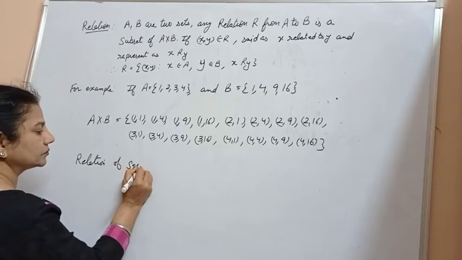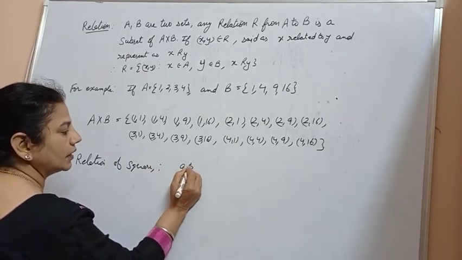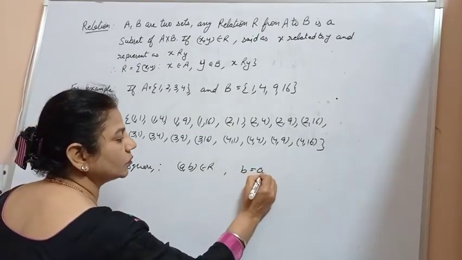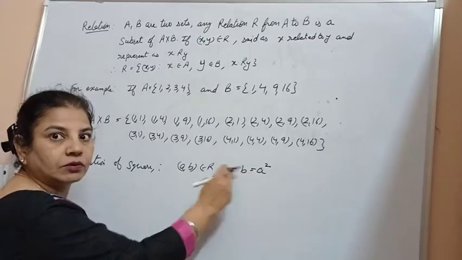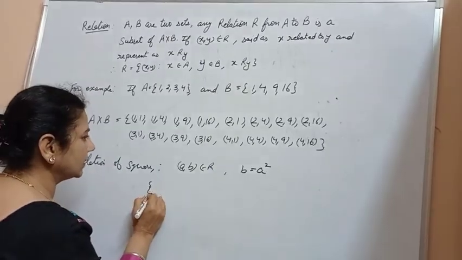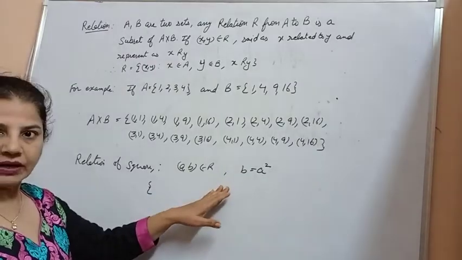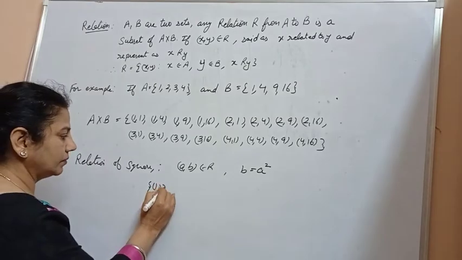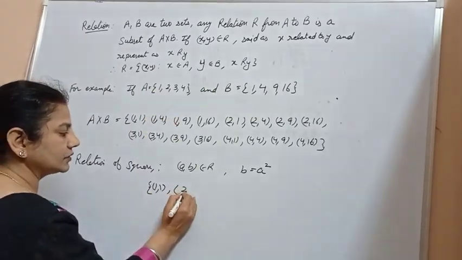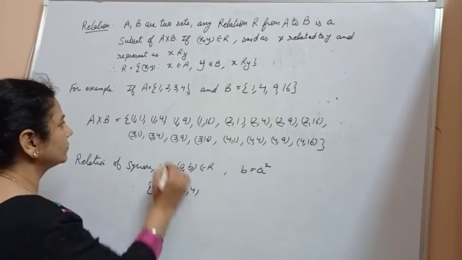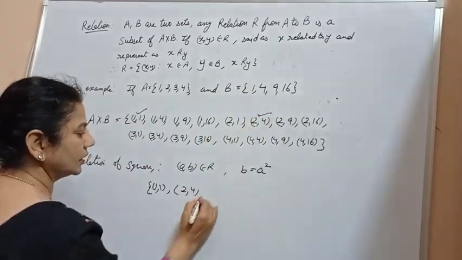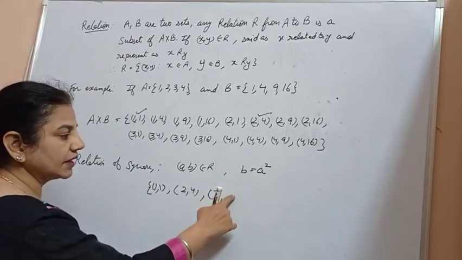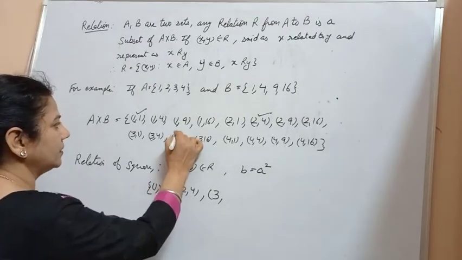of square. If (a, b) belongs to R, then we say that b should be equal to a square. The value of b should be equal to a square. If I take a as 1, then 1 square is 1. Take a as 2, 2 square is 4, so (2, 4). Then take a as 3, then b should be a square, so the second element should be 3 square, that is 9.